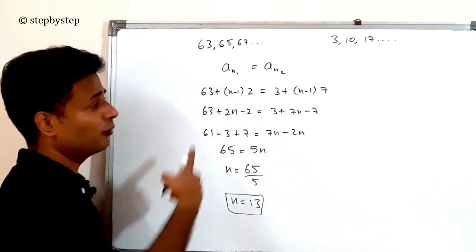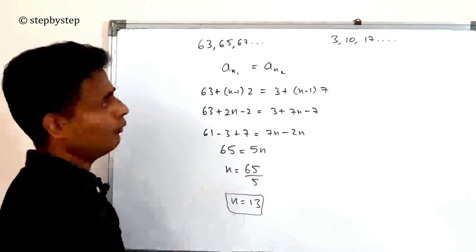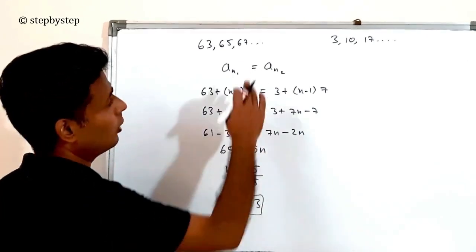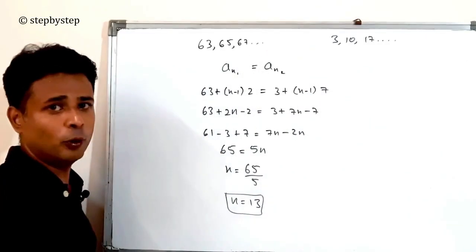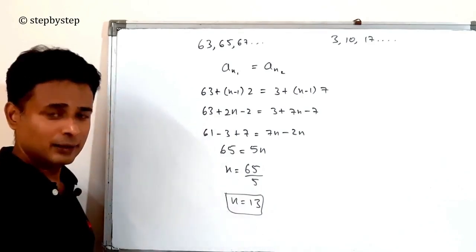So the 13th term of both APs will be equal. If you have doubts about the answer in such problems, always apply the formula and check for both APs using the value of n as 13.